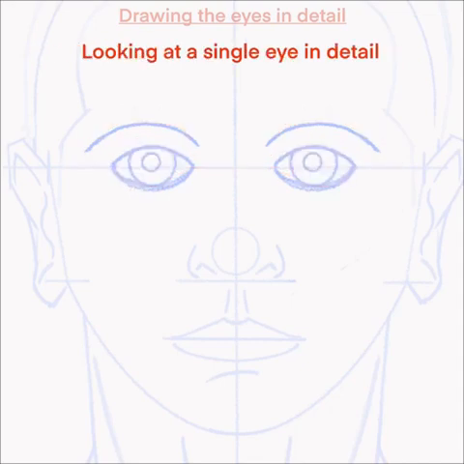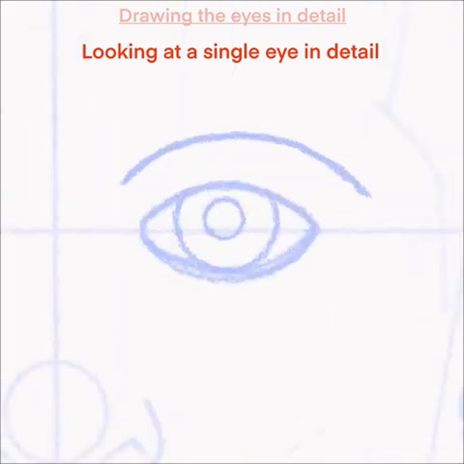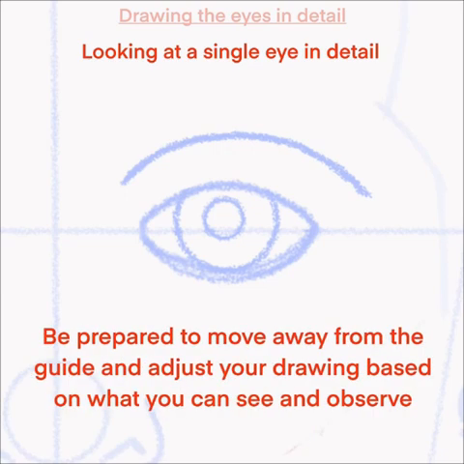Looking at a single eye in detail. While the basic eye shape is a good starting point, it is important to use both knowledge and observation when drawing. Be prepared to move away from the guide and adjust your drawing based on what you can see and observe.